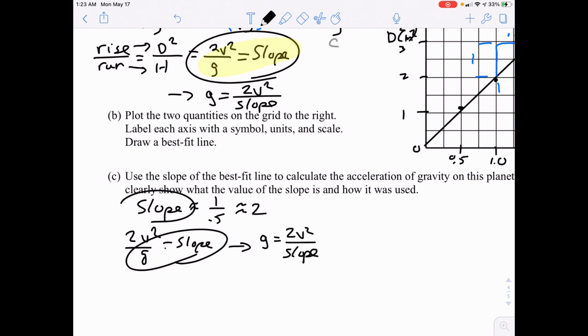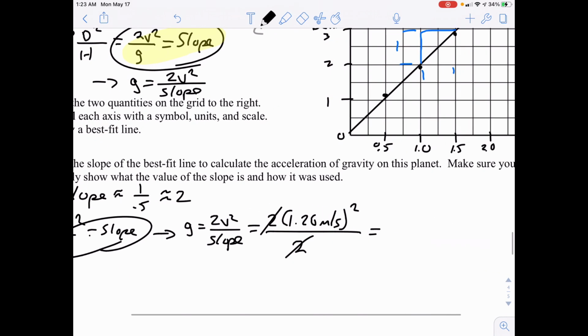And the slope, ladies and gentlemen, represents a graphical average of your data points. Not a numerical average, but a graphical one. So 2 times 1.26, that constant launch speed squared, over approximately 2. That nicely cancels, and you take the square of 1.26, we get roughly about 1.59 meters per second squared.